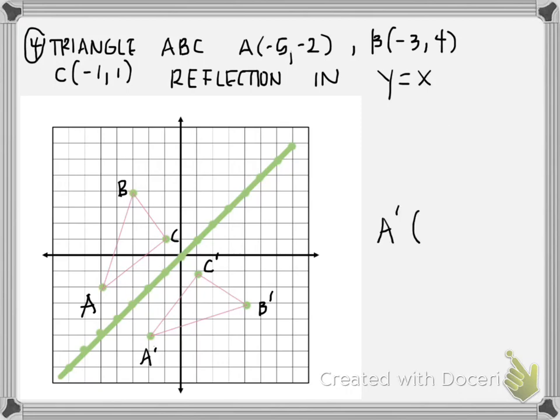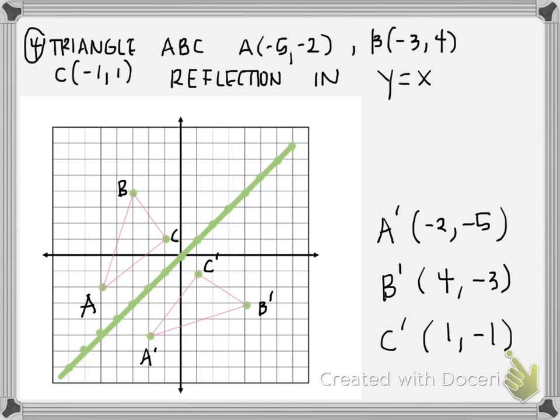So A prime is going to be at -2, -5. B prime is going to be at 4, -3. And C prime is going to be at 1, -1. Okay? Alright, so that's the reflections of our figures.